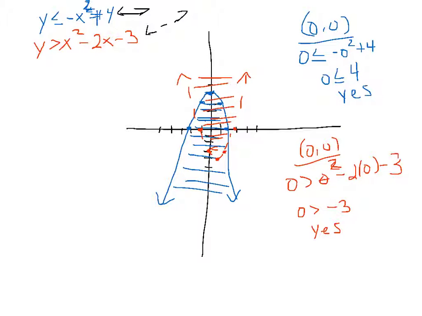So the solution to the system is where those things overlap. We want to shade in where they overlap, which in this situation would be right here in between all of them. So we're going to darken in the parts in between. And that is the solution to my system of quadratic inequalities, right there where they overlap.